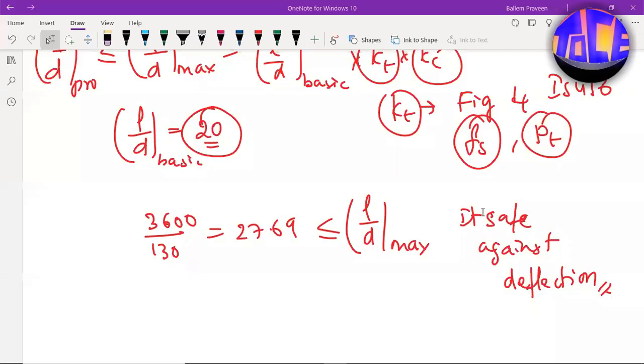So I hope you can calculate this Kt. Just look at figure 4 and you can easily calculate what is Kt, right? So this is how we design the one-way slab. Later we'll see how we can design the two-way slab also in the next video lecture.